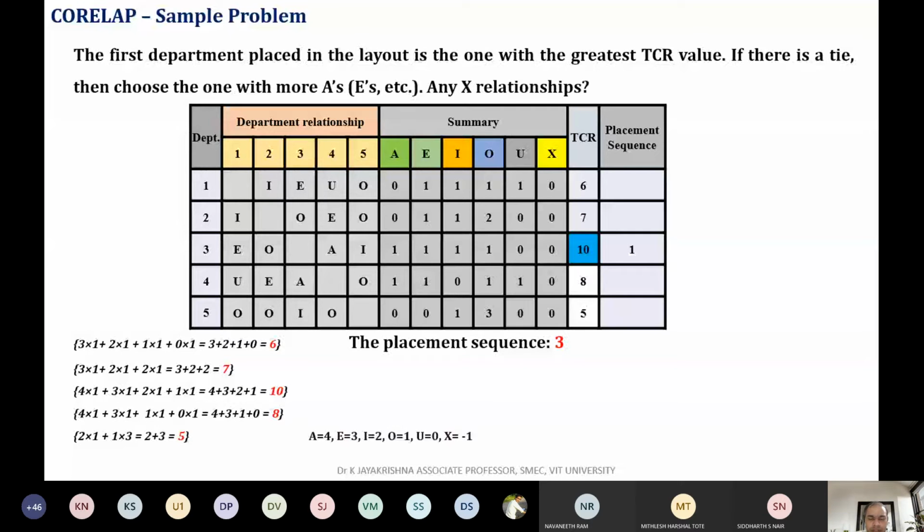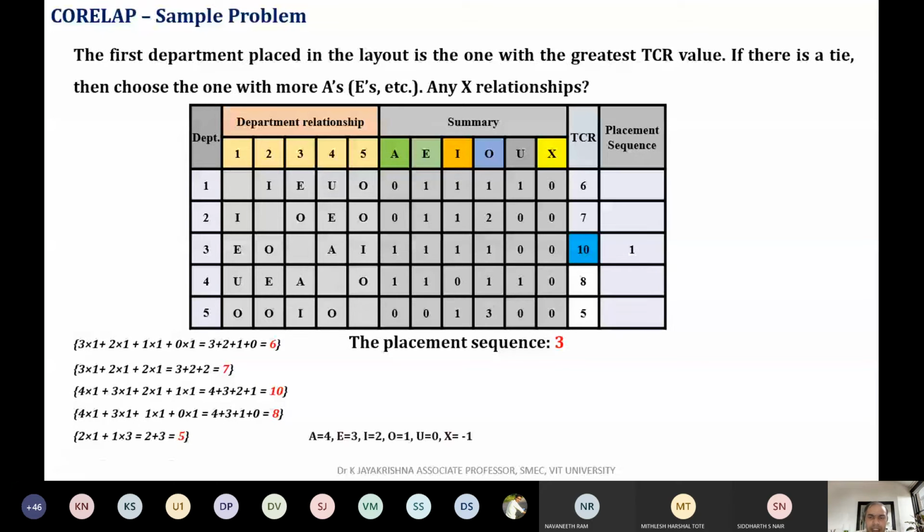Okay, so with that, now which department do we place first? I told you, first we have to calculate the TCR value, and depending upon the TCR value, you will be selecting the first department. So out of these 5 departments, after calculating the TCR value, you can find that department number 3 has the high TCR value of 10, correct? Check here: 6, 7, 10, 8, 5. Yes, 10 is the highest TCR value, and the department is 3. So I'm going to place department number 3 as the first department, correct?